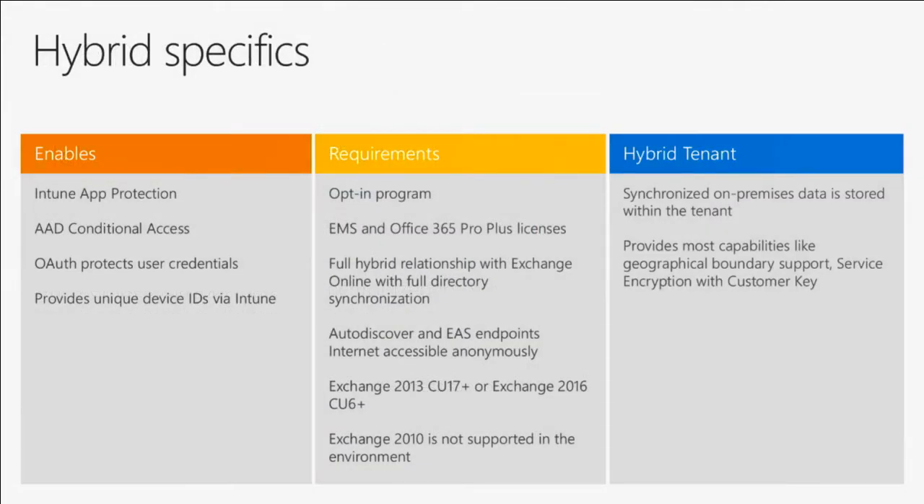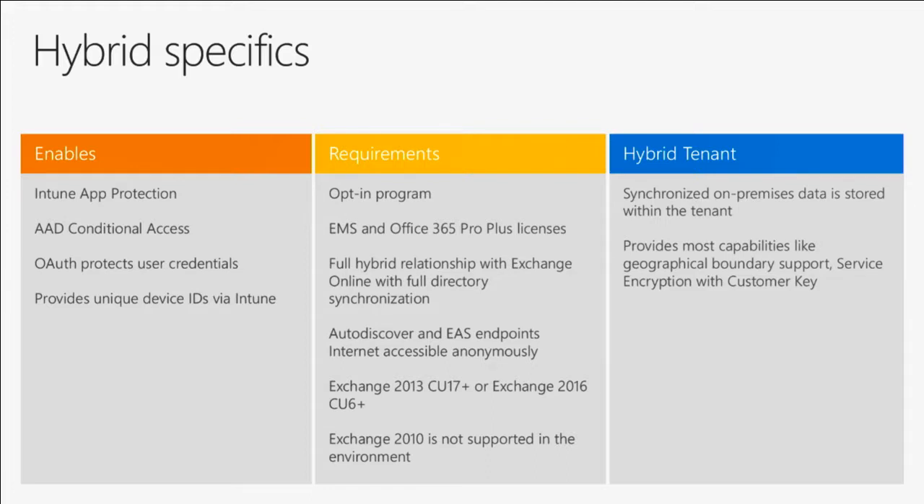But there are some requirements to this. Obviously, hybrid is a key requirement to this scenario. You must have the appropriate EMS and Office 365 ProPlus licenses. As you may or may not be aware, Outlook Mobile and the rest of the Office Mobile products require an actual commercial use license of Office 365 ProPlus to utilize. So you will need a license for that particular client.